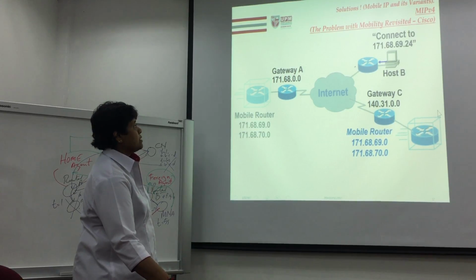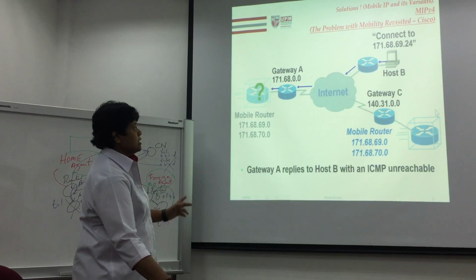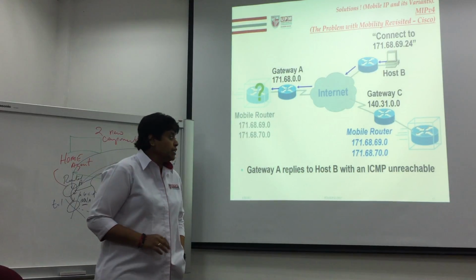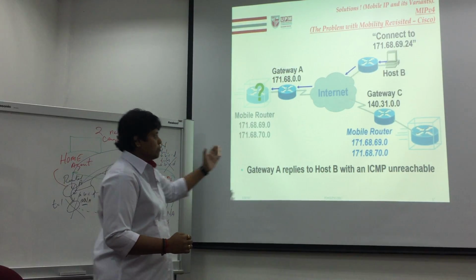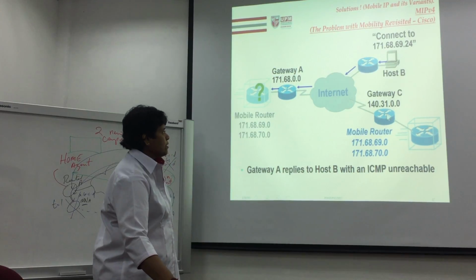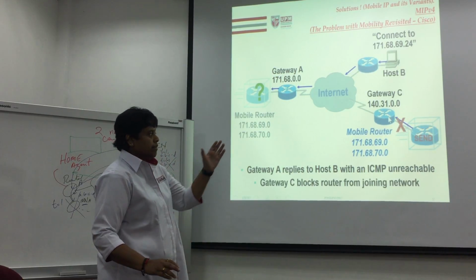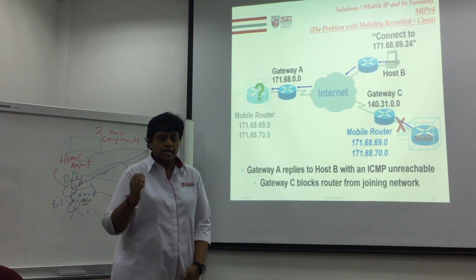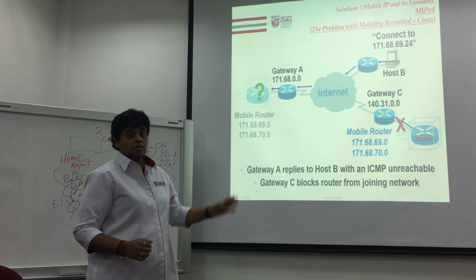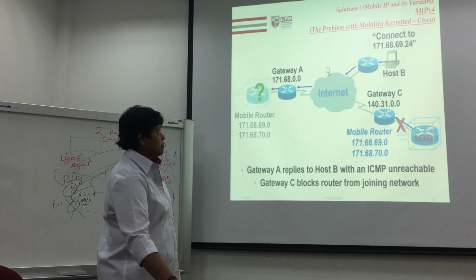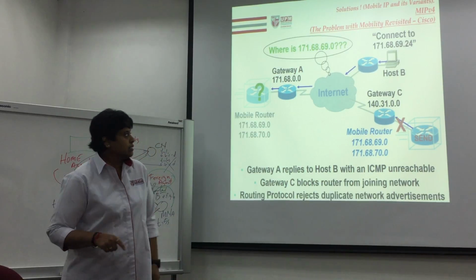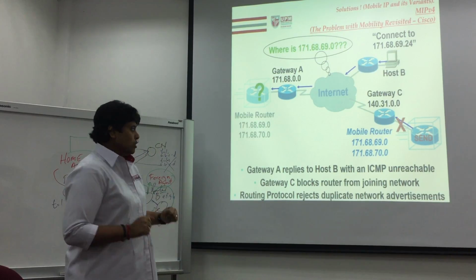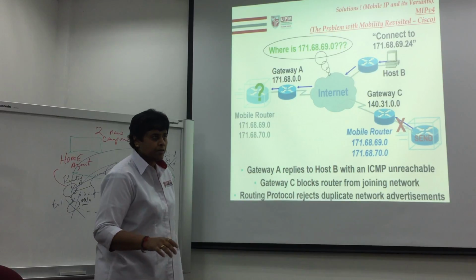Now when it wants to communicate using the original address, gateway A replies to host B with an ICMP unreachable message, telling you that because of the movement it is no longer in that place. Then, when mobile node A wants to send a message, because gateway C has not registered itself as its foreign agent, that also is not possible. So the issue is now, where is mobile router 171.68.690 moved? In another simplistic manner, we just call it mobile node A.